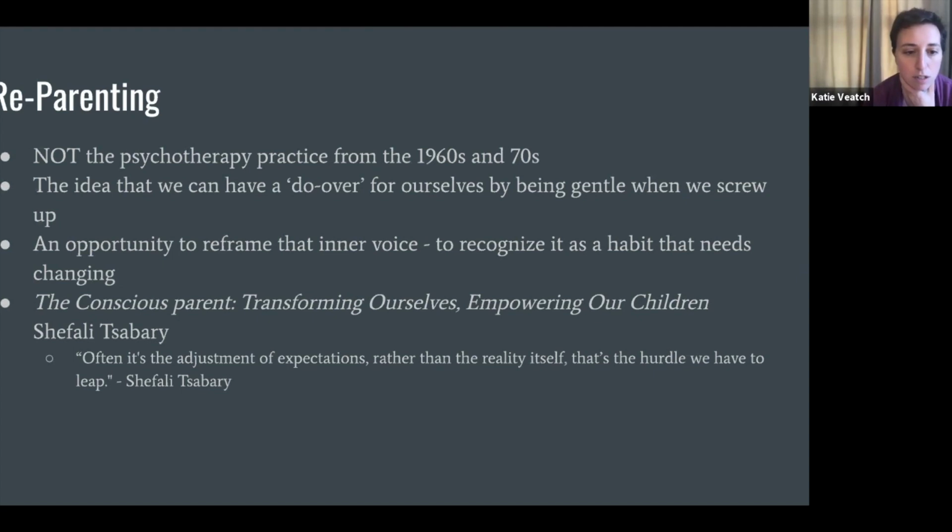So there's this book called The Conscious Parent by Shefali Tsabary. I highly recommend it. The Conscious Parent is going to be on your resource list. She also wrote a book called The Awakened Family, which was the next one, which is really nice. She says, often it's the adjustment of expectations rather than the reality itself that's the hurdle that we have to leap. This is a nice thought. I appreciate this thought.